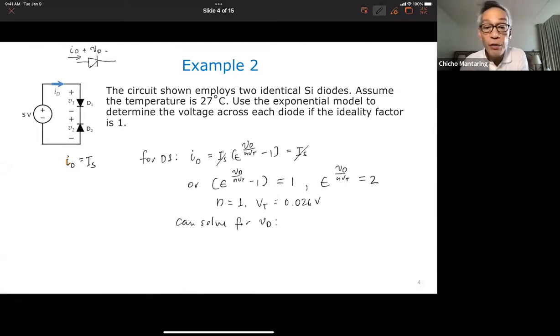And if you solve for V_D, you're going to get V_D, V1, no? Sorry, sorry about that. This should be V1.